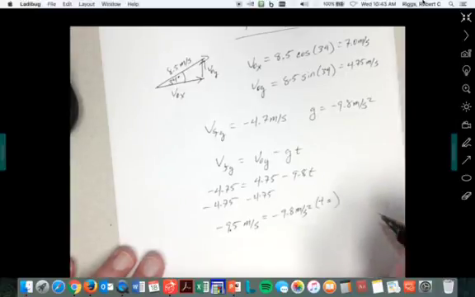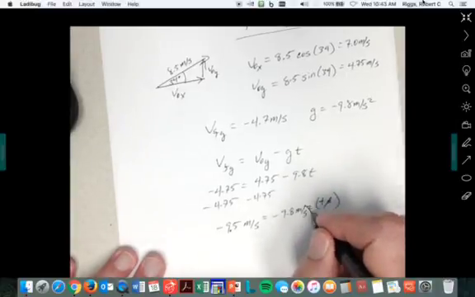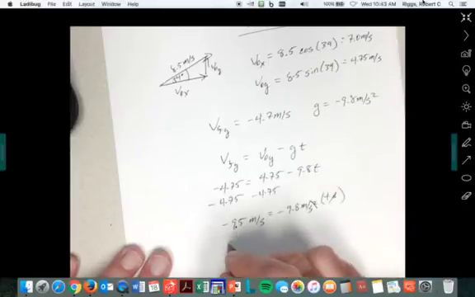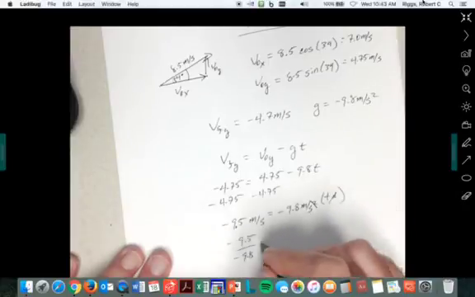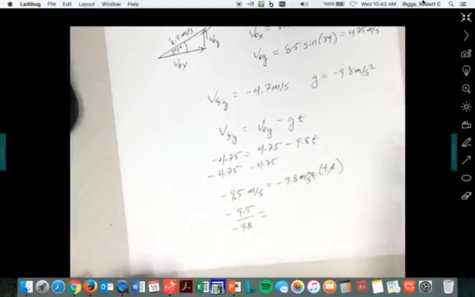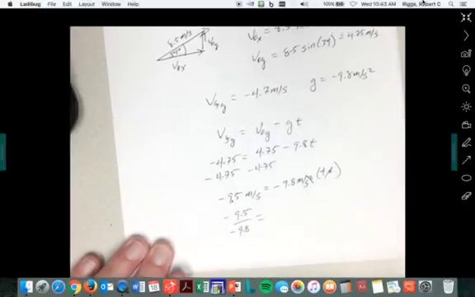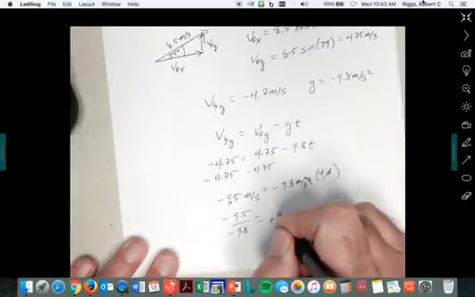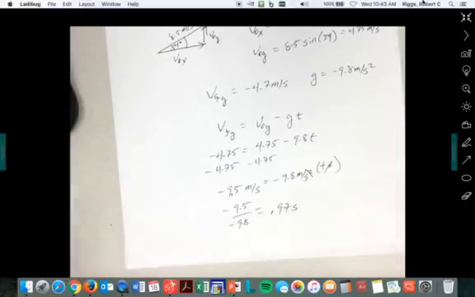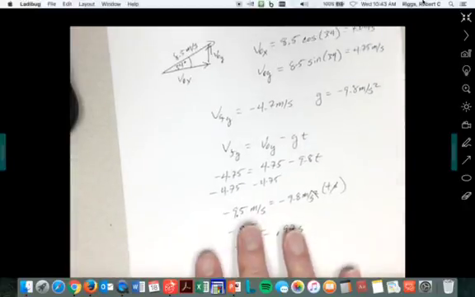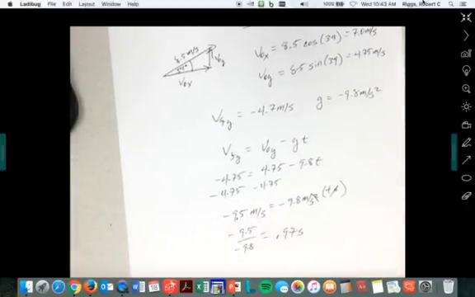So that seconds cancels, and I divide negative 9.5 by negative 9.8. That's going to give me a positive. The time is always positive. My calculator looks funny because I have it set on scientific notation. That's about 0.97 seconds. And I'm going to show you what we're going to do with that in the next video real quick, and then we'll move on.